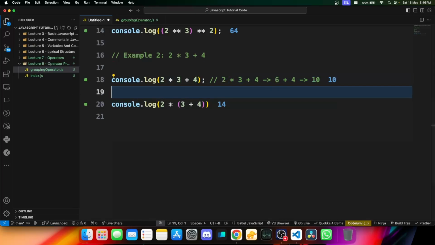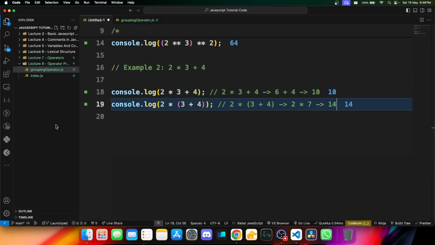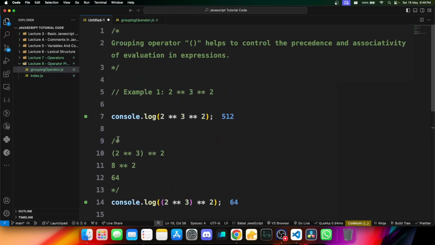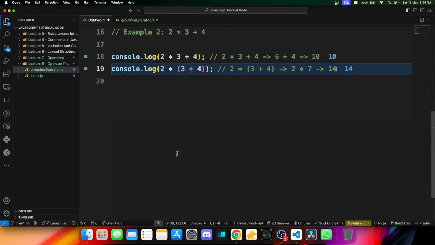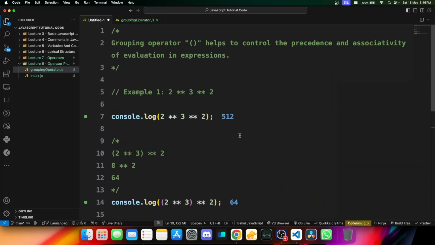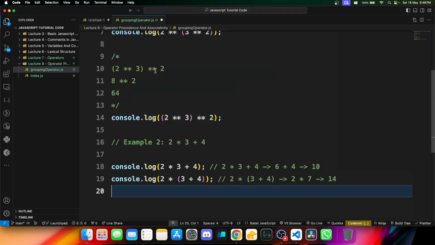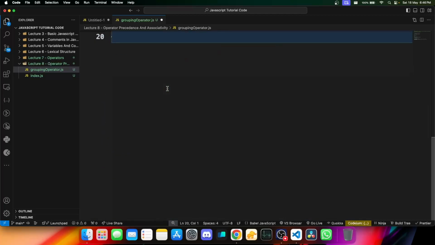So I hope that is clear, and that's how you can use the grouping operator to control the precedence and associativity of the operators in a way that it does the operation the way you actually expected it to do. And that's where you can see the advantage of that. Anyways, I think that's it for the operators lecture. That's all I have to cover.